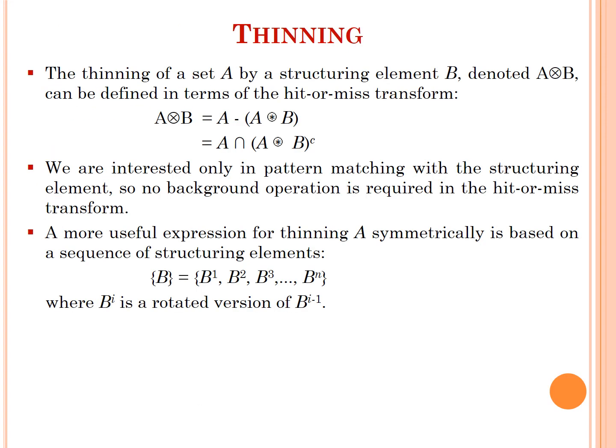Thinning. The thinning of set A by structuring element B is denoted and defined as shown here. It is defined in terms of the hit or miss transform. Thinning of A by B is equal to A minus the hit or miss transform of A by B, or it is the intersection of A and the complement of the hit or miss transform of A by B.